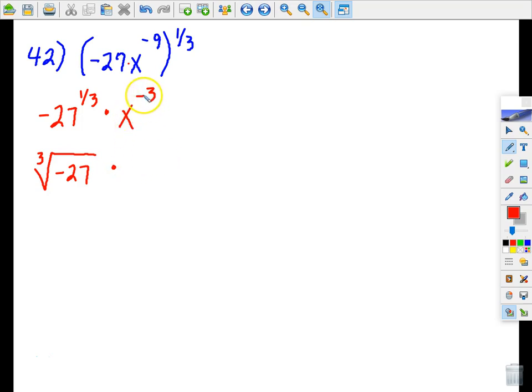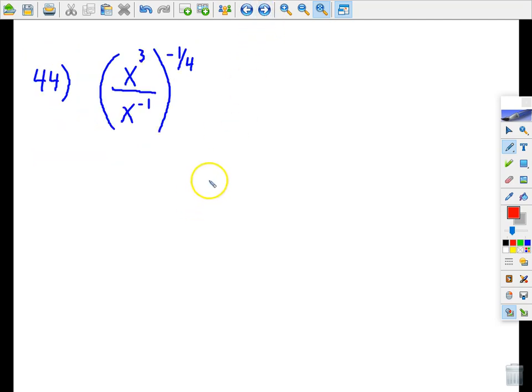Okay, and I'm going to change negative exponents into positive. Well, that means I've got to write the reciprocal of this base number, and then after that I can change -3 to +3. Okay, well, let's simplify these. The radical, the cube root of -27 is -3. Nothing to simplify here. It's just now a matter of multiplying these two together. And when I do, I get -3 over x to the 3rd. And that should be your answer for number 42.